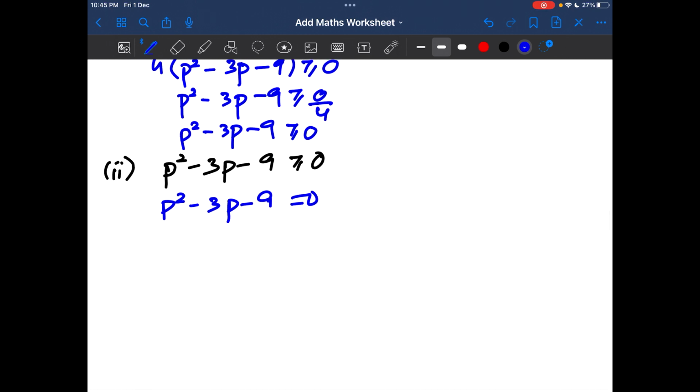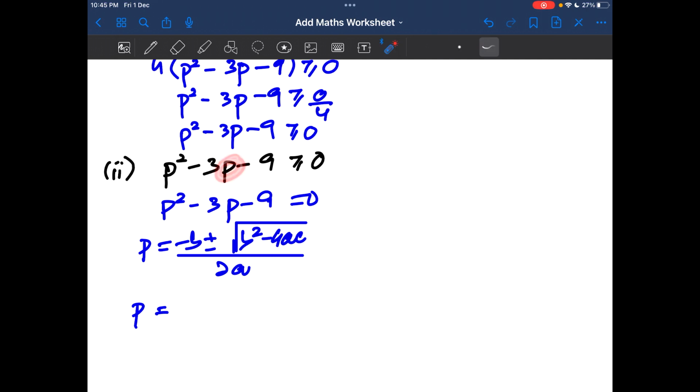Now I can use the middle term breaking, or I can use the quadratic formula to find out the value of p here. Since we cannot do the middle term breaking over here, we're going to use the quadratic formula. p is equal to minus b plus minus under root b squared minus 4ac upon 2a. Since we are finding the value of p, we are going to write p over here in the quadratic formula. The value of b over here is the coefficient of p, which is minus 3. So I'm writing minus 3 here.